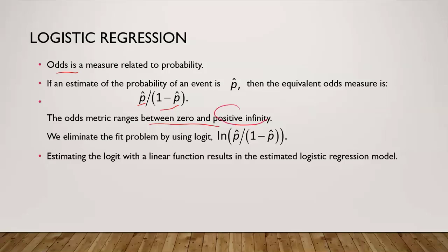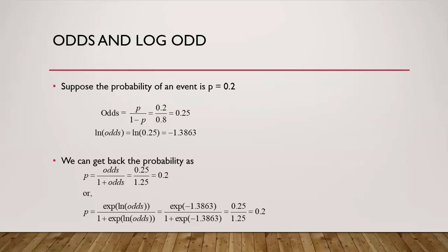Now this unbounded nature can be taken care of by estimating a log version of this. So the logistic model will essentially estimate the log of odds of an event occurring as a function of various x's that we are given. Let us see an example to understand the concept of odds and log odds.